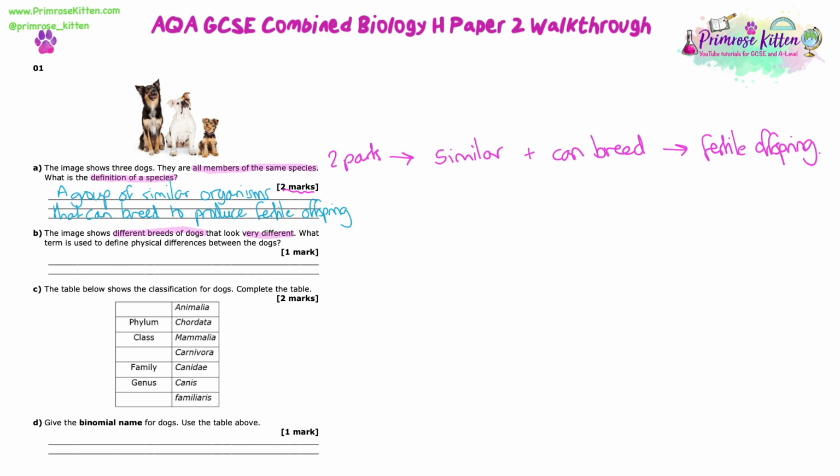The image shows different breeds of dogs that look very different. What term is used to define the physical differences between dogs? So basically, what is the word that we use to describe the physical differences between organisms? So when you look at all of the people in your class, everyone looks slightly different from each other, even though obviously we're all from the same species. What are those differences called? Or what's the cause of those differences? It's variation.